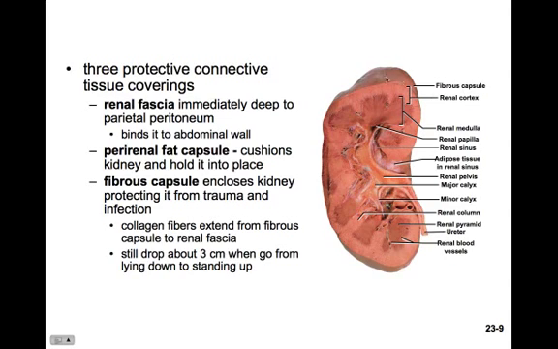Then directly on the kidney's surface, we see the fibrous capsule. It encloses the kidney and protects it from trauma and infection. There are collagen fibers that cross from the renal fascia into the fibrous capsule. These collagen fibers, as well as each of the protective capsules, will hold the kidneys fairly tightly in place. However, when we go from lying down to standing up, we'll still see movement of about 3 centimeters.